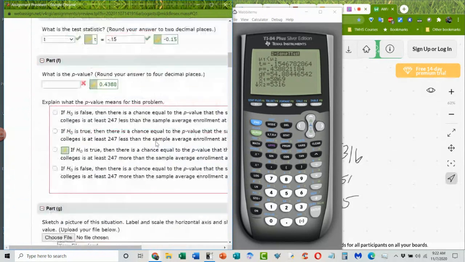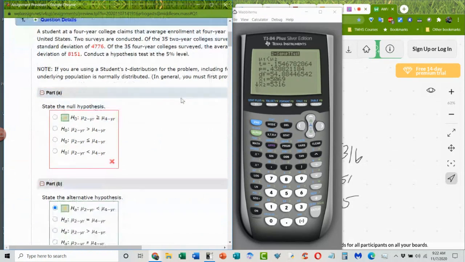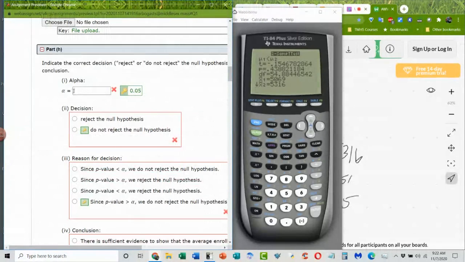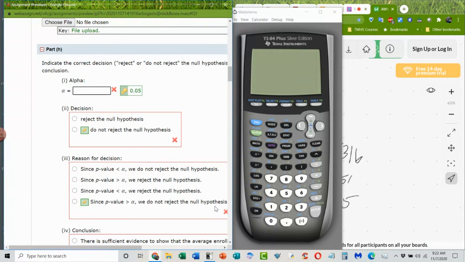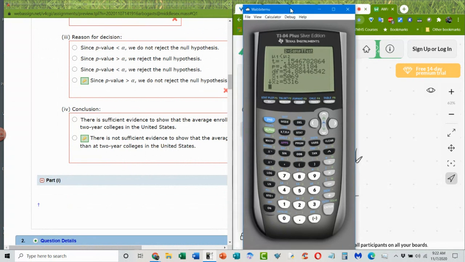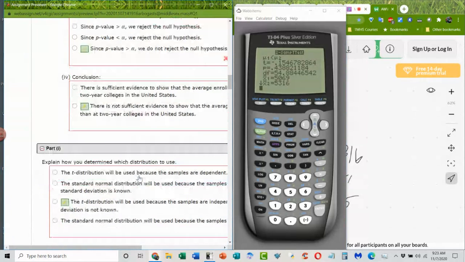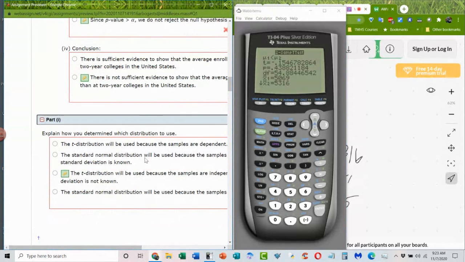And what was alpha? Well, alpha was given to us at this point, at this 5% level. That's all the alpha is. So I put the 5% there. What are we going to do? Well, remember, we have to see, is our p-value less than alpha? Well, 0.43 is not less than 0.05. So since the p-value is greater, we don't reject the null hypothesis. And our conclusion is there isn't enough evidence to show that the average of two-year colleges is less than the average of four-year colleges.